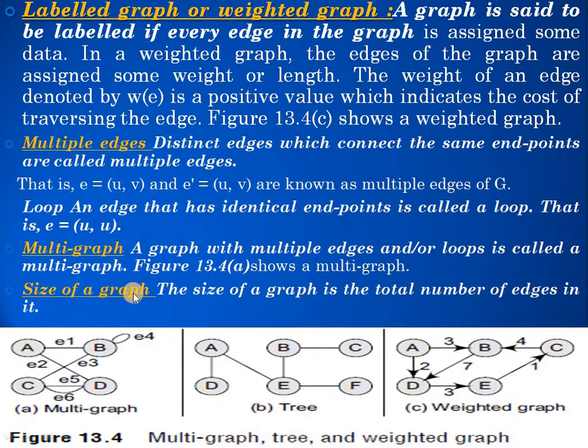Then size of graph. The size of a graph is the total number of edges in that graph. Here the size of the graph is not the number of vertices but the number of edges present in that particular graph. For this we have E1, E2, E3, E4, E5, E6. Here we have 6 edges, so the size of this graph is 6, that is the total number of edges in it.